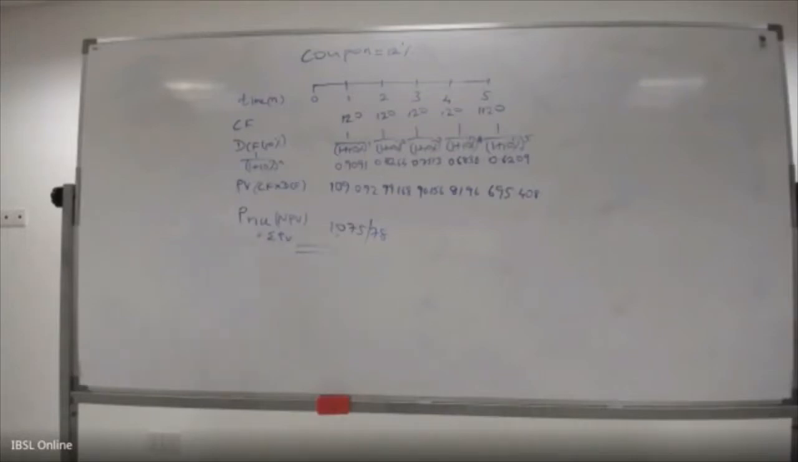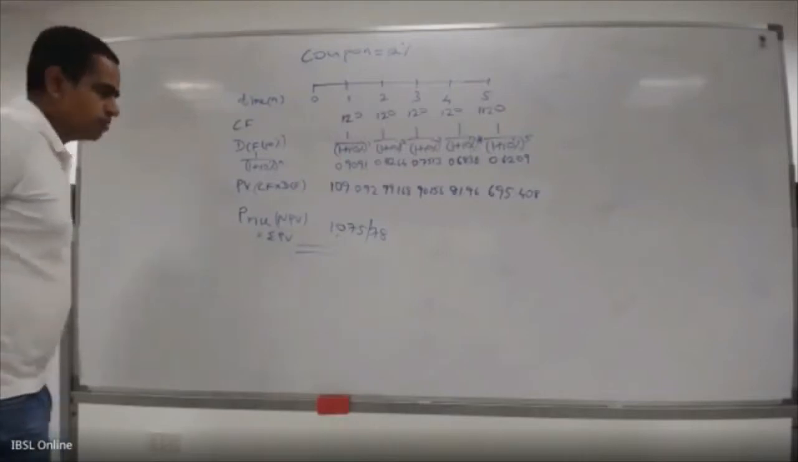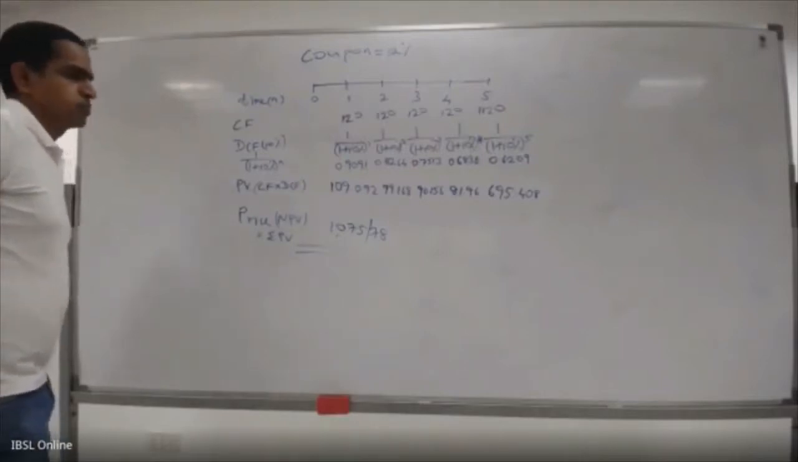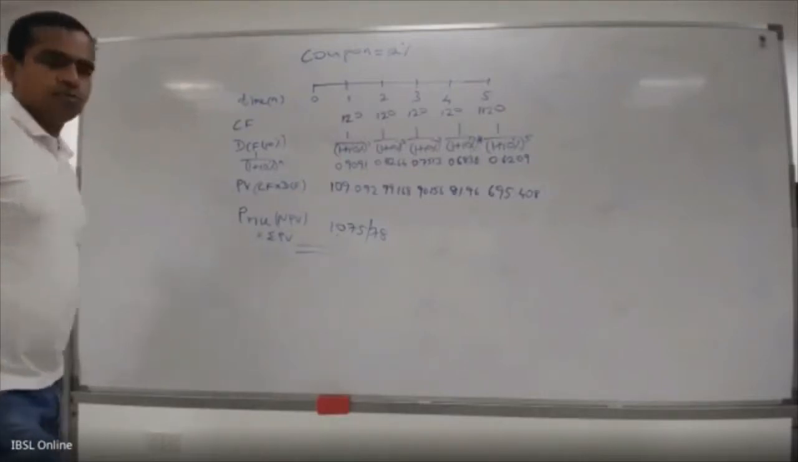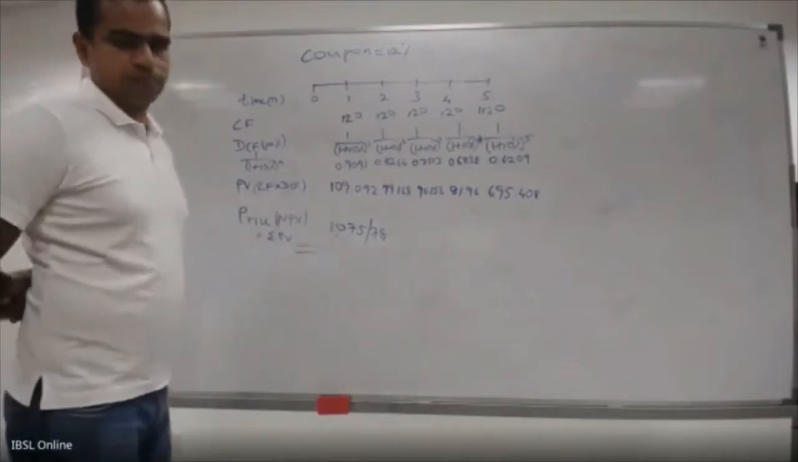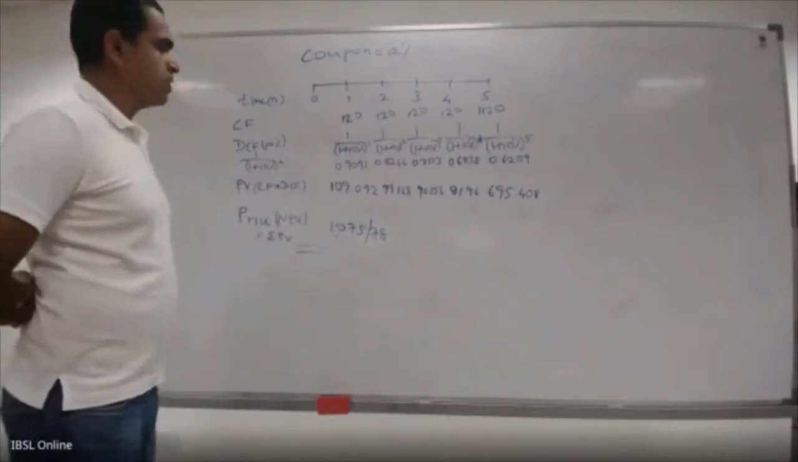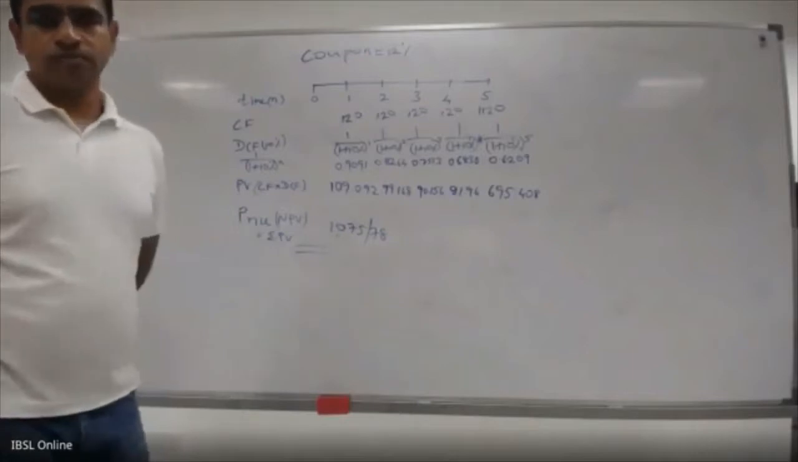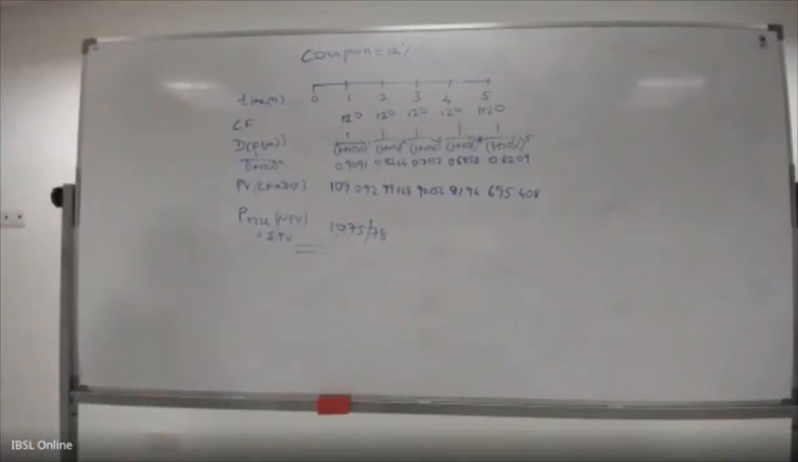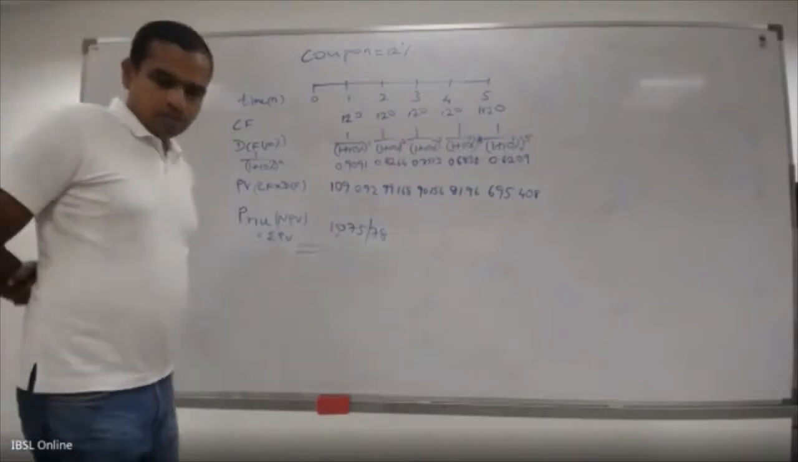If yield is less than the coupon, the price is more than the face value. Right? Price 1075, face value 1000. So if yield is less than the coupon, price is more than face value.